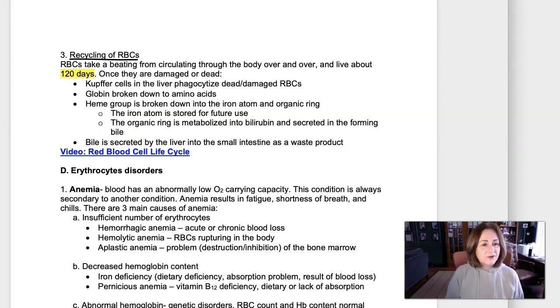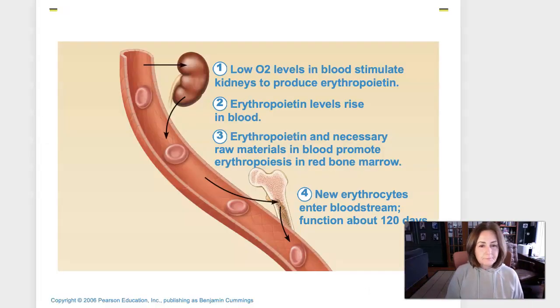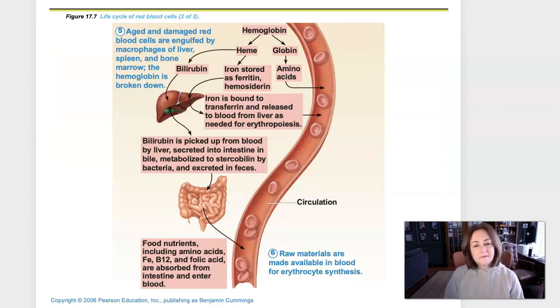So I'm going to jump to some pictures here. Here is the production part. This is from our book, where the kidney senses the low oxygen levels and releases erythropoietin, which is a hormone, into the blood. Erythropoietin is going to target the bone marrow and stimulate it to put red blood cells out into circulation. So this is a bigger story as far as how we are going to remove these red blood cells once they're damaged or dead.